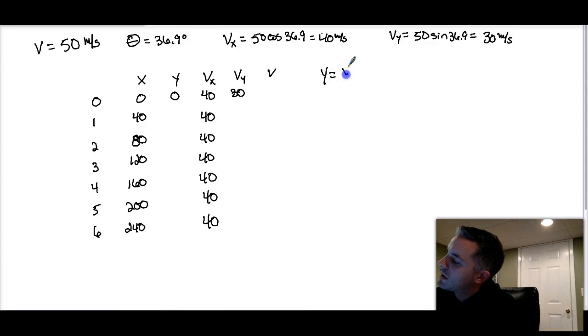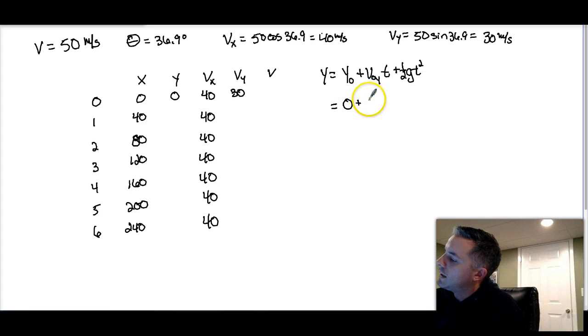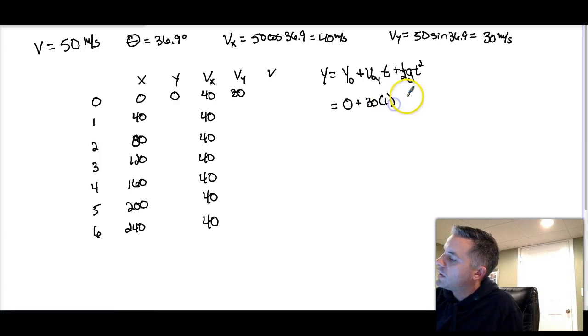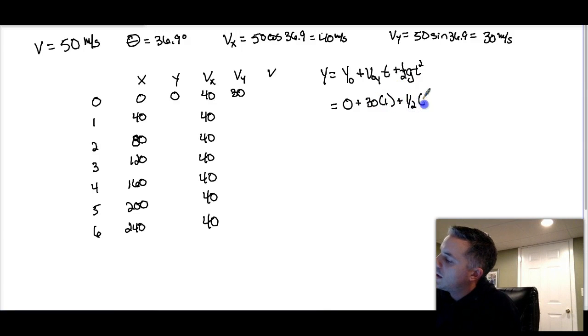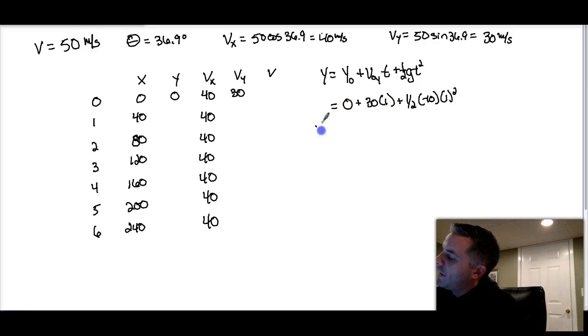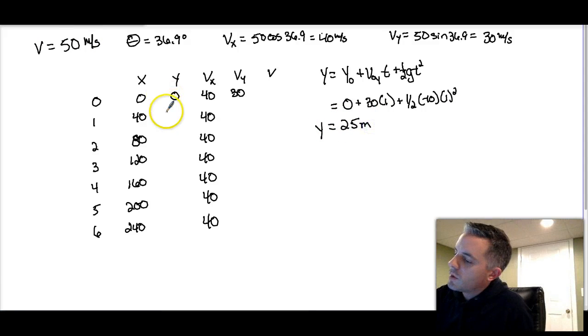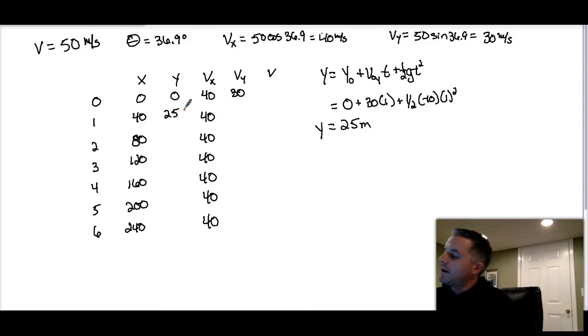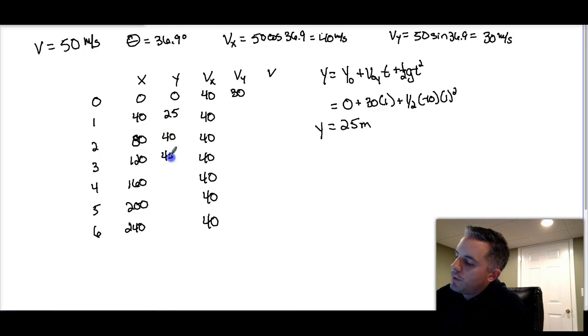All right, so our next step is going to be to find our y. To find my y, I use the kinematic equation y equals y sub o plus v sub o y t plus 1/2 g t squared. When we do that, y sub o is 0, v sub o y is 30 times 1, that'll be the time period we use, plus 1/2 times negative 10 times 1 squared. And when we do that, we get a y that is equal to 25 meters. So we can plug that in right here. If we follow the same pattern, just changing our times from 1 to 2 to 3 to 4 to 5 to 6, we get distances of 40, 45, and then back down 40, 25, and 0.